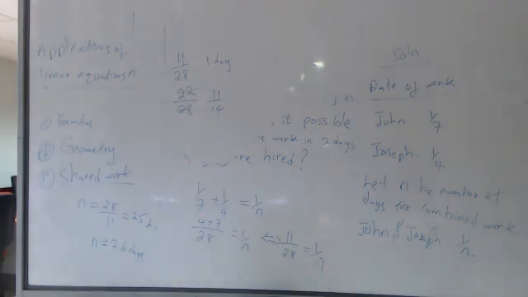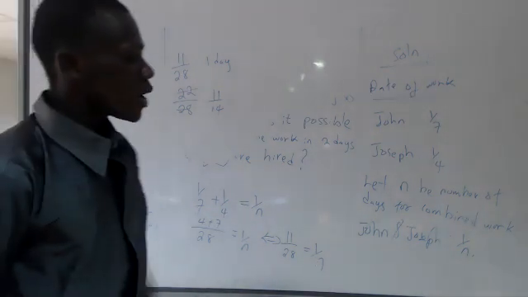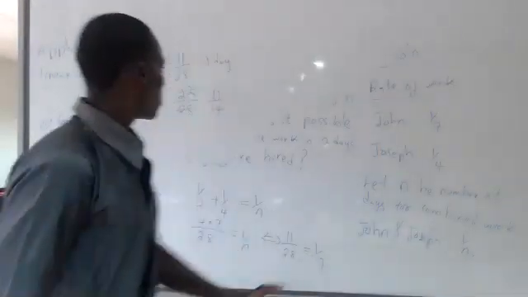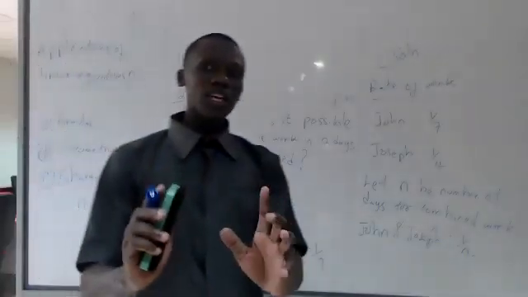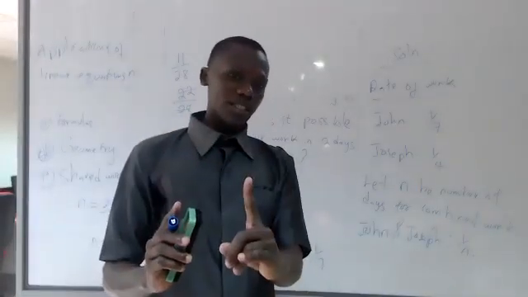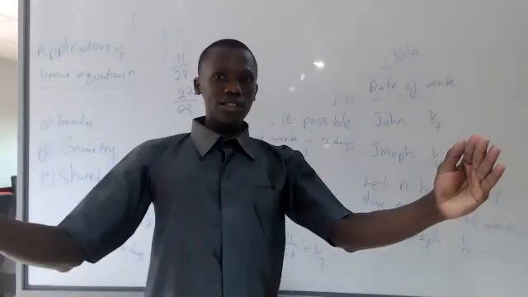Isn't 1 over n the amount of work they can do in n days, in days that we don't know, that we're looking for? 1 over n, so let me make this clear. 1 over n is the amount of work they can do in 1 day if they are taking n days.